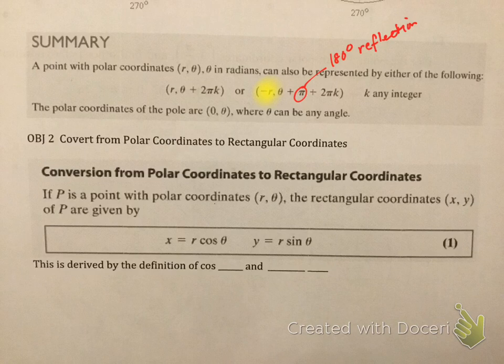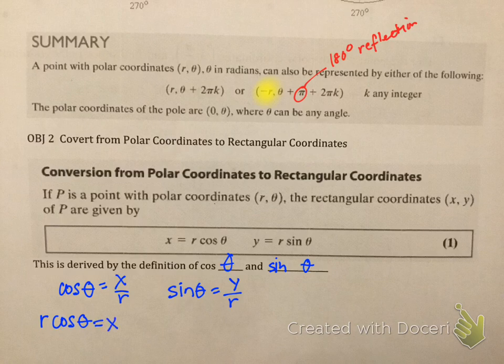These little formulas are derived out of the definition of cosine theta and sine theta, where these are not on the unit circle per se. So I don't know if you remember, but cosine theta was given as x over r, where x is a value over the radius. And sine theta was given as y over r. So if I isolate x or if I isolate y, I have to multiply both sides by r. So I get r cosine theta equals x when I do that, and I get r sine theta equals y. So that's where these formulas came from.